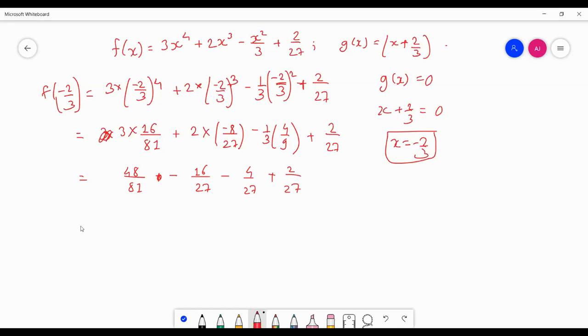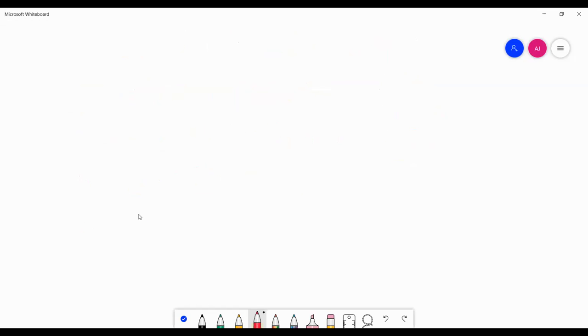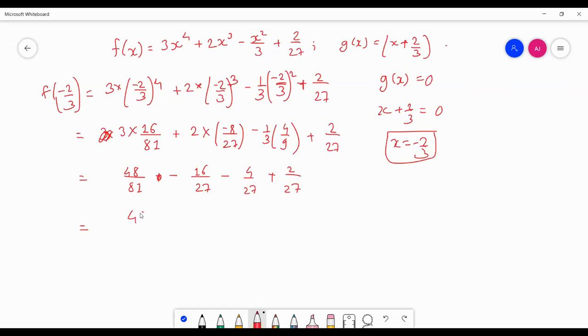Okay. Now what we can do? Because the last three denominators are 27, we can solve them directly. It will become 48 upon 81, minus 16 minus 4 is minus 20, minus 20 plus 2 is minus 18. So it will become minus 18 upon 27. Now, because the first denominator is 81 and the second denominator is 27, we will take LCM.